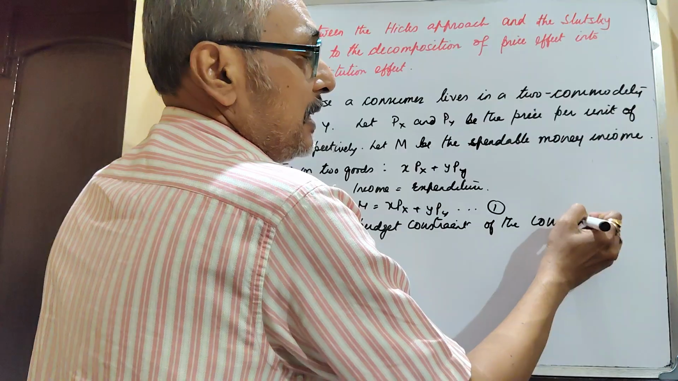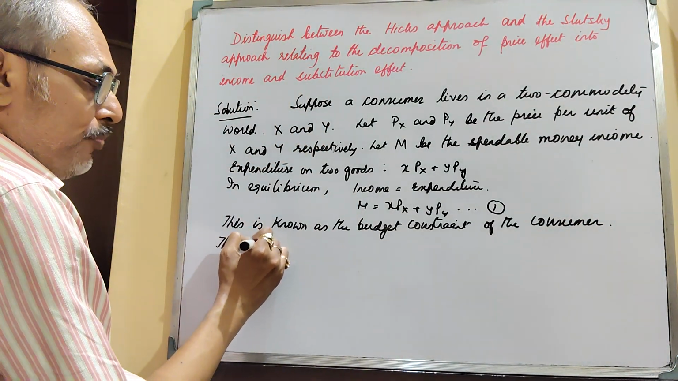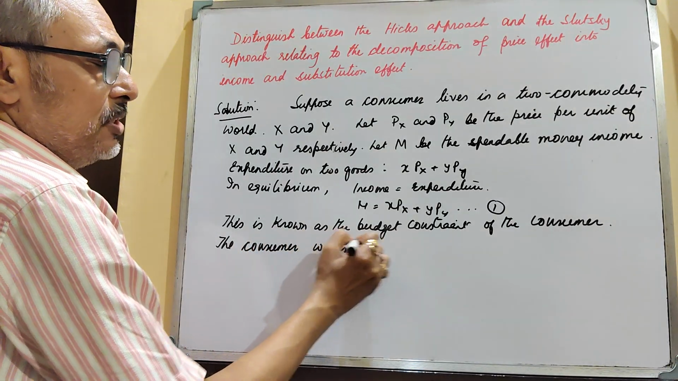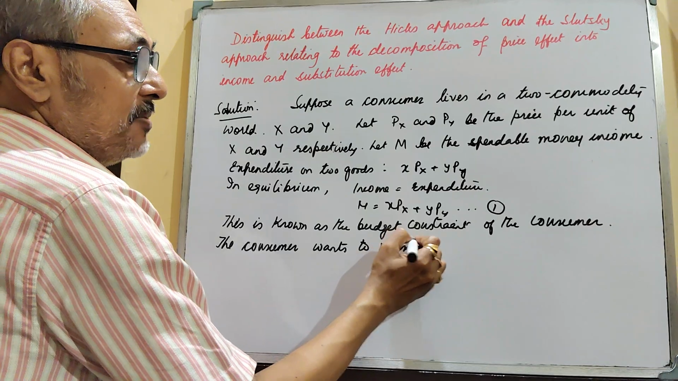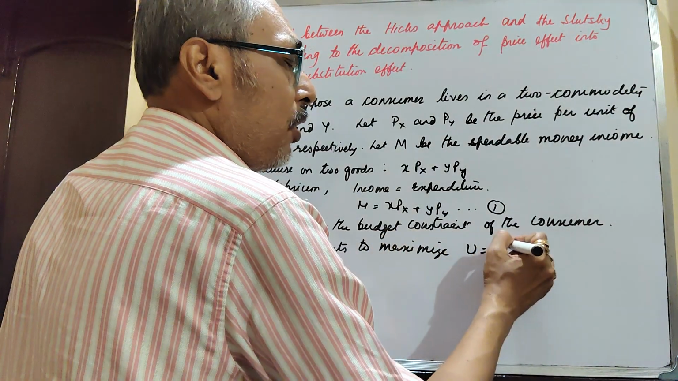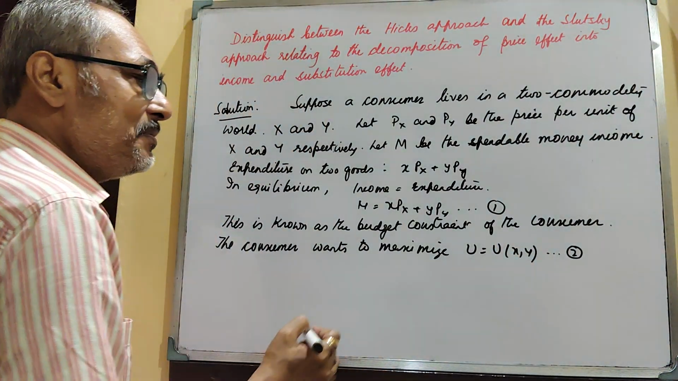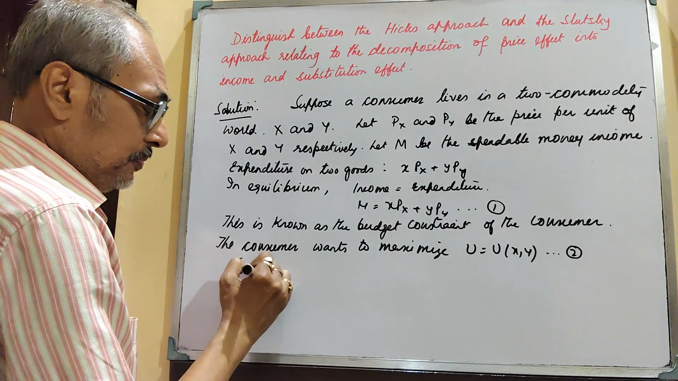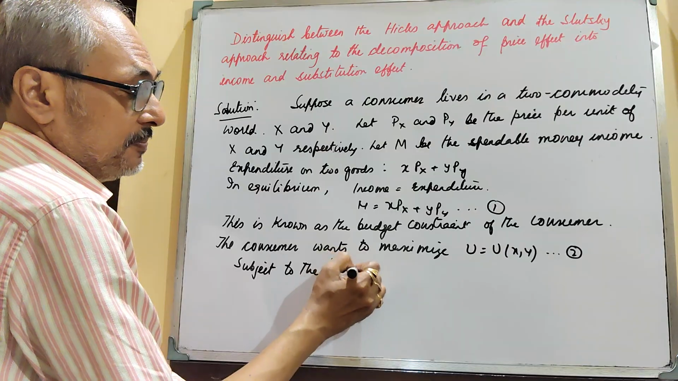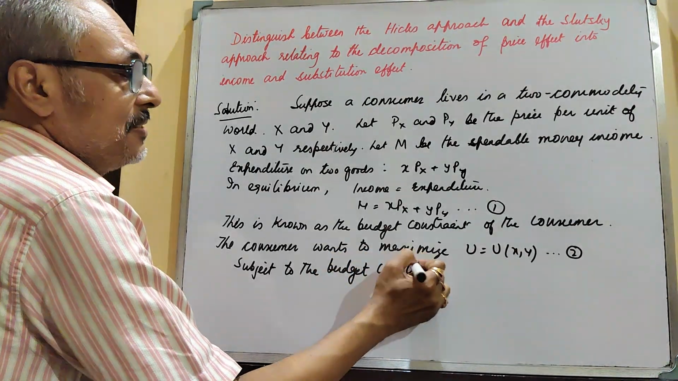The consumer wants to maximize utility. What is the utility function? U equals U of X comma Y. This is equation number 2. Maximize utility subject to the budget constraint.